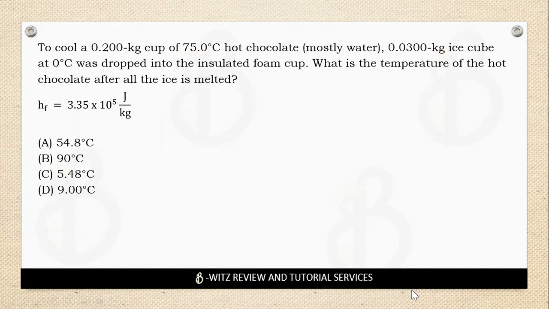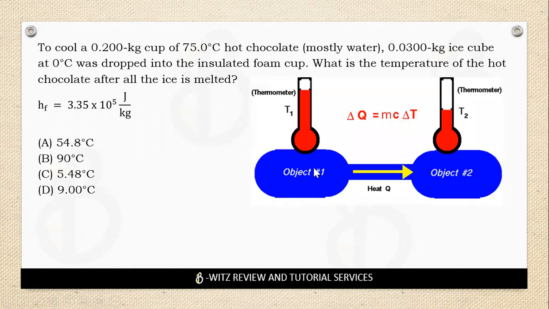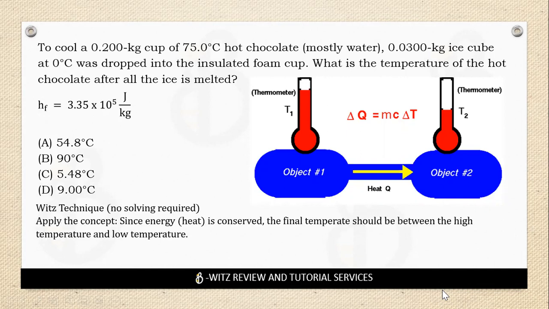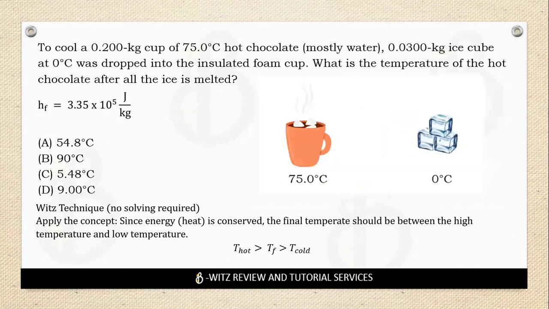This is about thermodynamics. Recall that heat will always transfer from hot body to cold body, and since the energy gained by the cold is lost by the hot, the final temperature of the substances should be in between the high temperature and low temperature. The final temperature cannot be lower than 0 degrees Celsius or higher than 75 degrees Celsius. Eliminate option B.